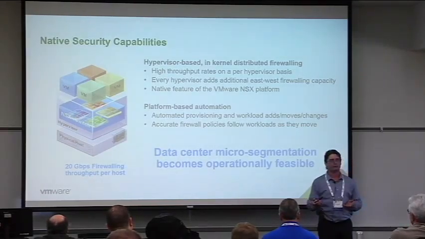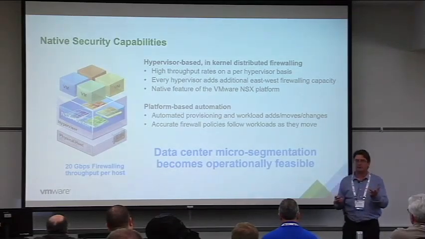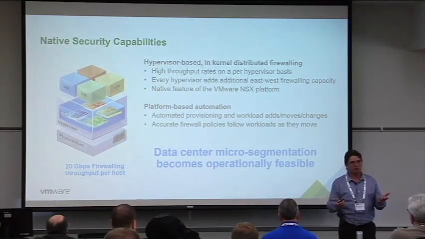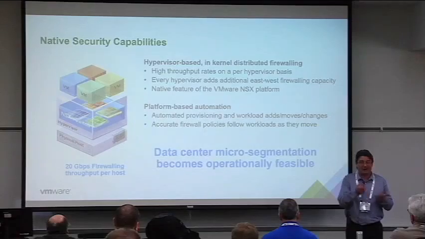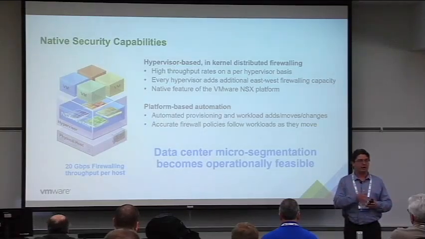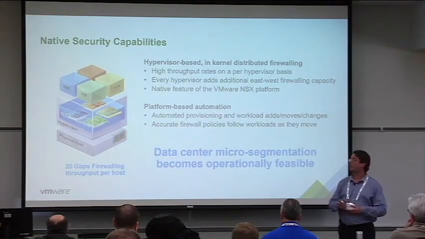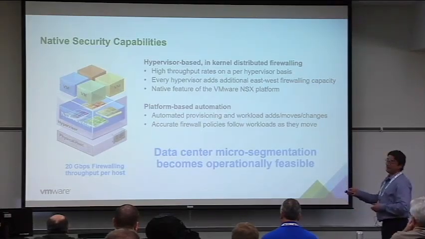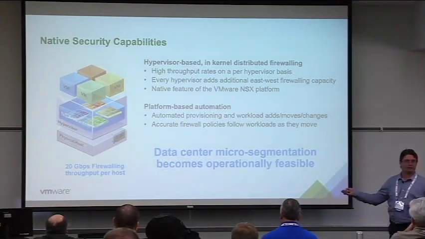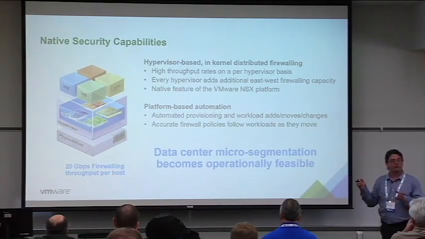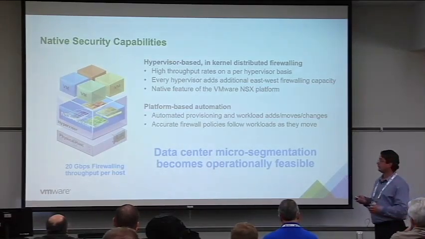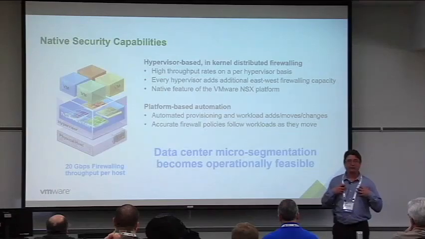I get another 20 gig of throughput, right? I got 2 10 gig NICs. I get 20 gig more throughput because there's a firewall in every single host, on every single virtual NIC, on every single host that's running inside of my environment. So it's very easy for me to automate and manage this environment now once we bring all those capabilities into software.